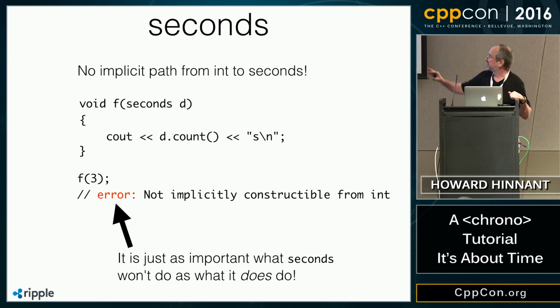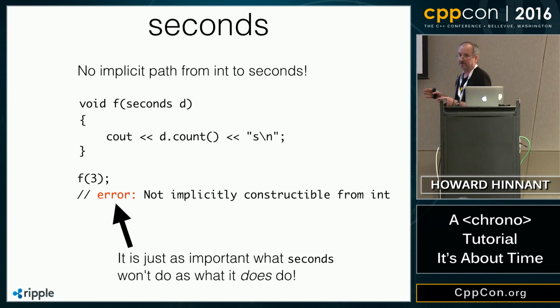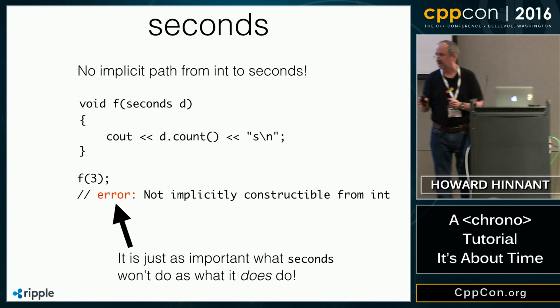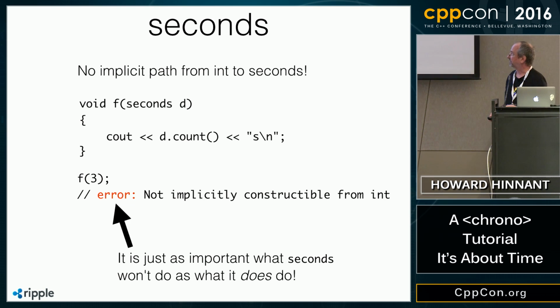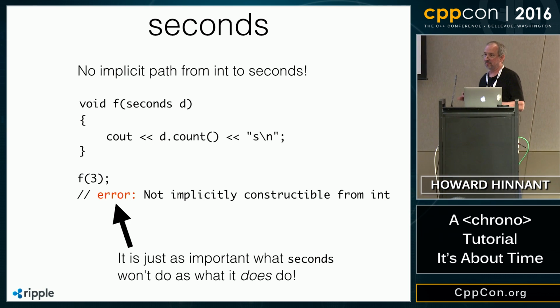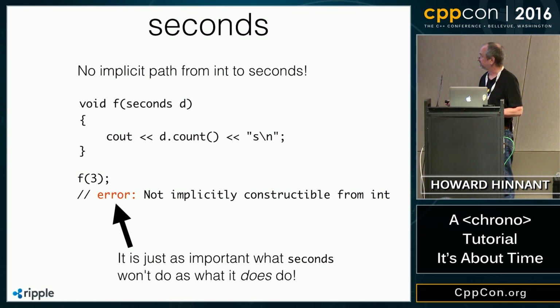Now, if you think about this, if you didn't see the function f above, and all you were looking at in your code was f of 3, you might look at that and say, well, I know it's a duration, but is it 3 seconds? Is it 3 milliseconds? Is it 3 nanoseconds? You wouldn't know. So that's one of the reasons that it's very important for this to not compile.